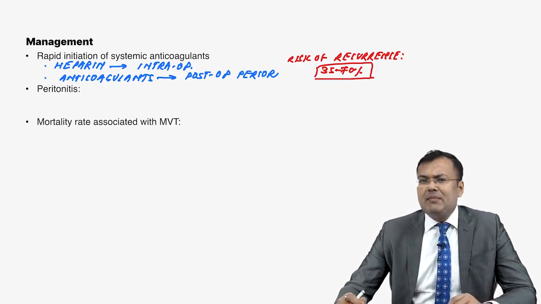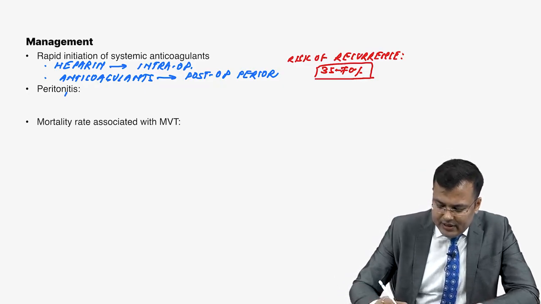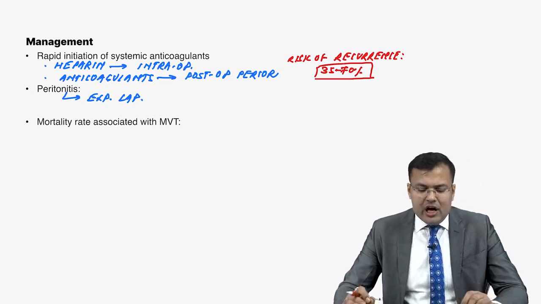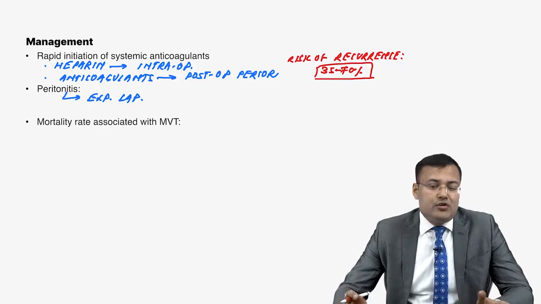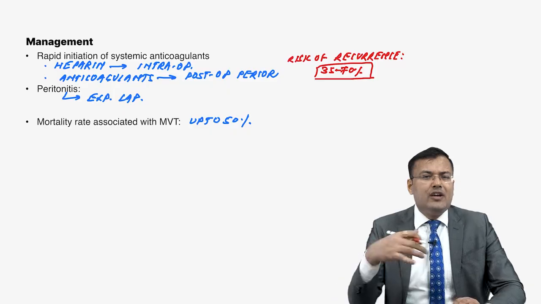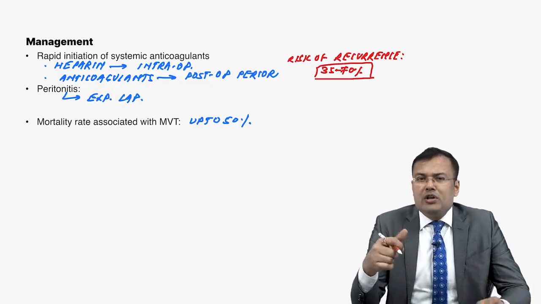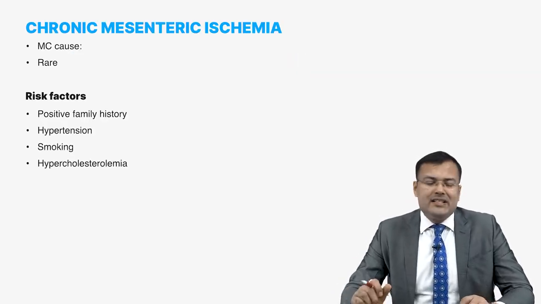Suppose the patient has peritonitis. Obviously, in cases of peritonitis, we have to go for exploratory laparotomy. How much is the mortality rate? In patients with mesenteric venous thrombosis, you can't believe, up to 50%. The mortality rate is relatively lower in comparison to embolic occlusion of the superior mesenteric artery, but it is up to 50%.